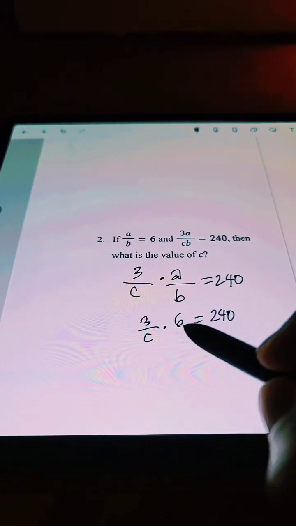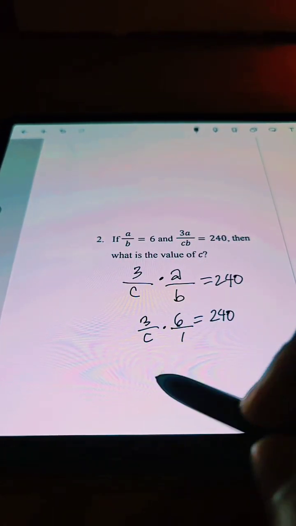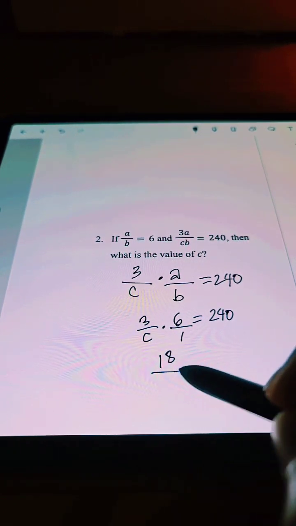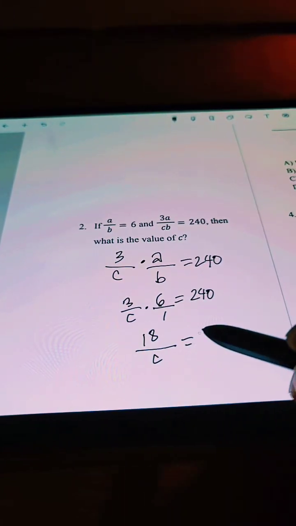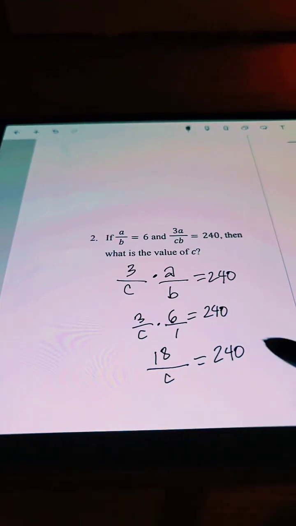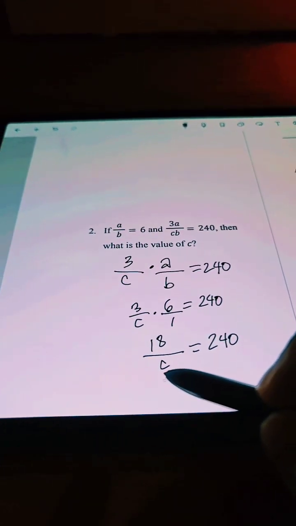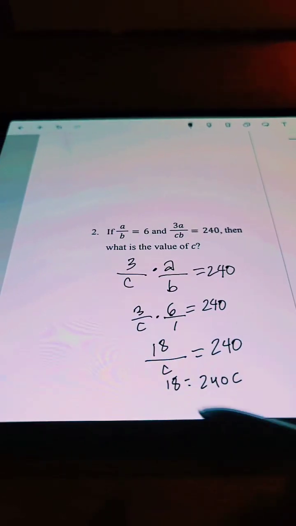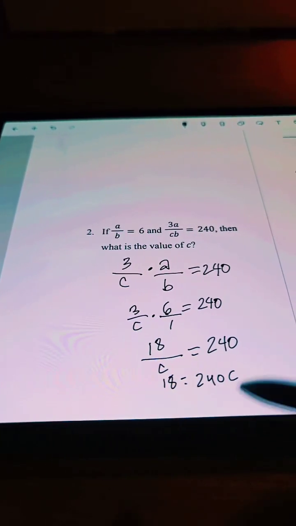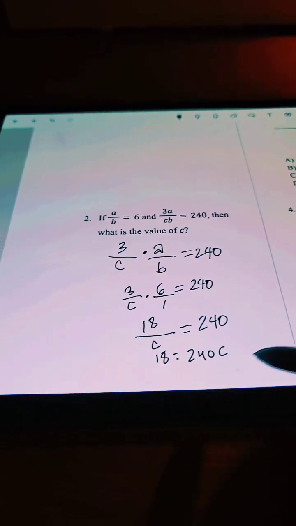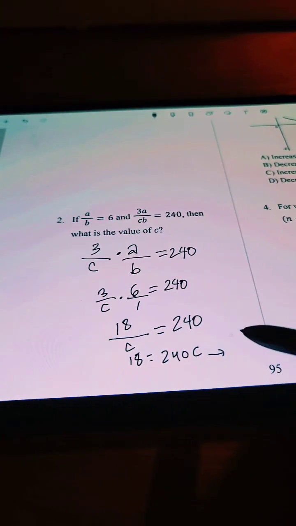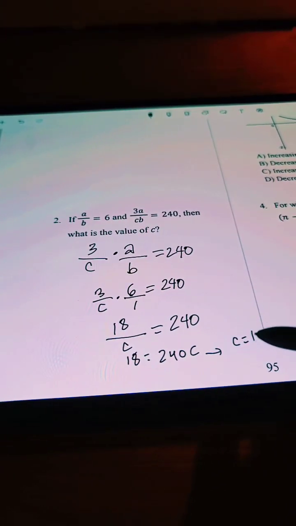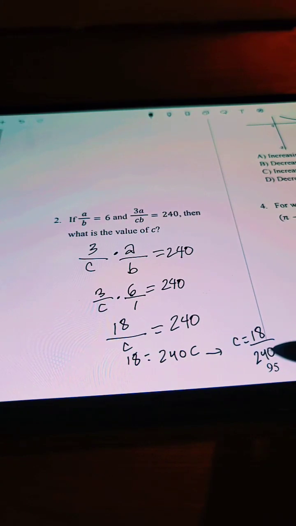So now I can just say, okay, that's the same thing as 6 over 1. 3 times 6 is 18. C times 1 is C, and that equals 240. I can multiply each side by C, so then I just have 18 is equal to 240C. Divide each side by 240 to get C by itself. So then I just have C is equal to 18 over 240.